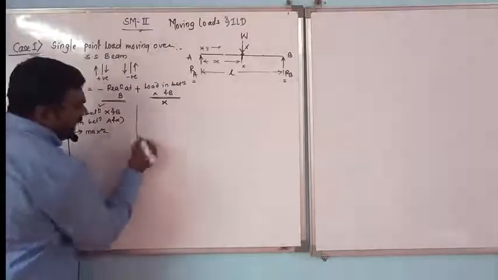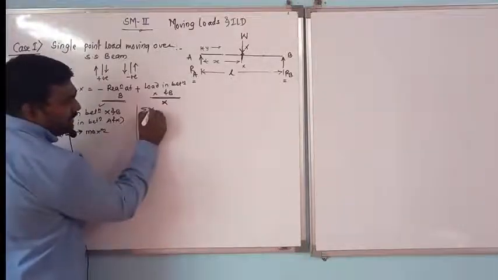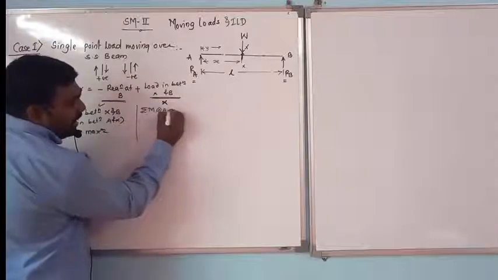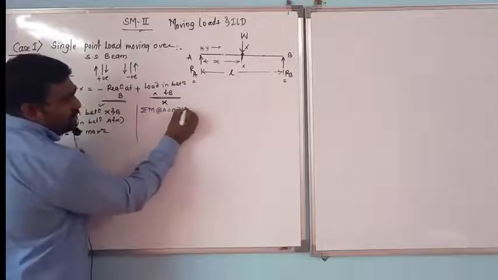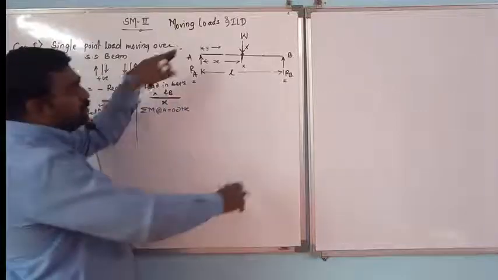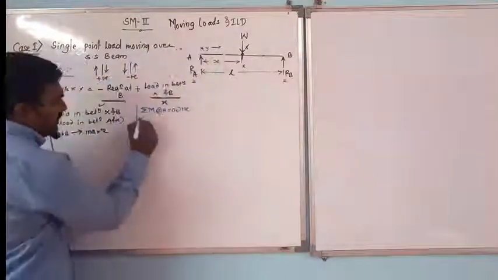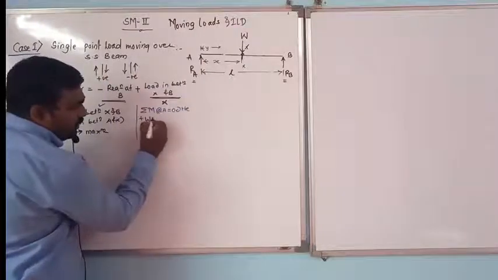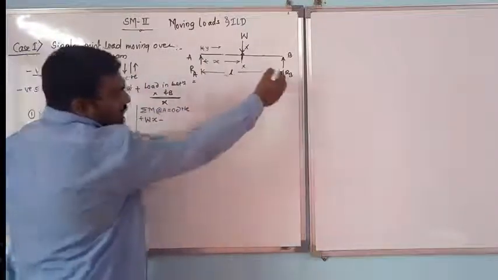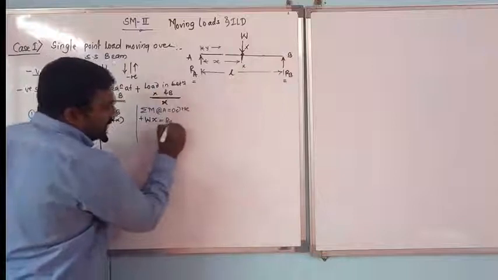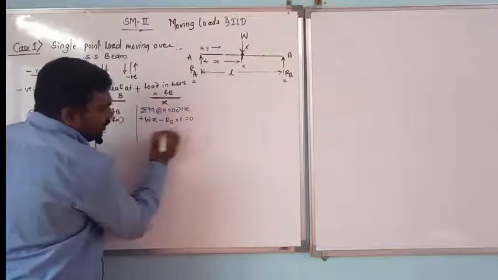So how to do that calculation? We will assume summation of moment about A is equal to 0 and clockwise we will take as positive. So I will put my finger exactly on A. W is moving in the clockwise direction, so it is creating the clockwise moment. So W into x. RB is creating the anti-clockwise direction. So minus RB into L is equal to 0.